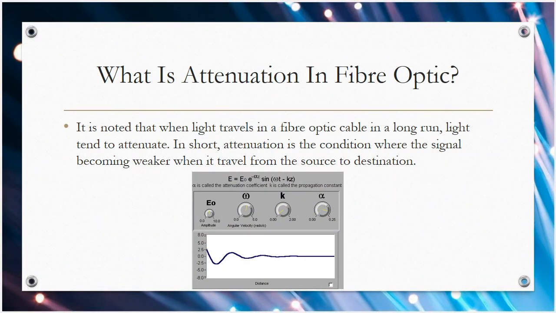What is attenuation in fiber optic? It is noted that when light travels in a fiber optic cable in the long run, light tends to attenuate. In short, attenuation is the condition where the signal becomes weaker when it travels from the source to destination.